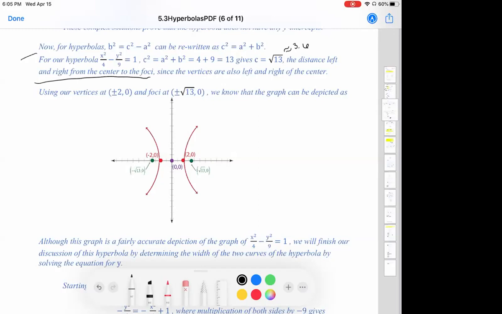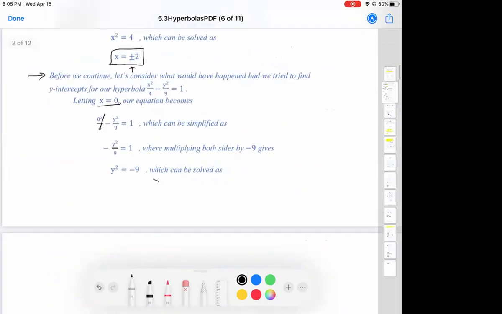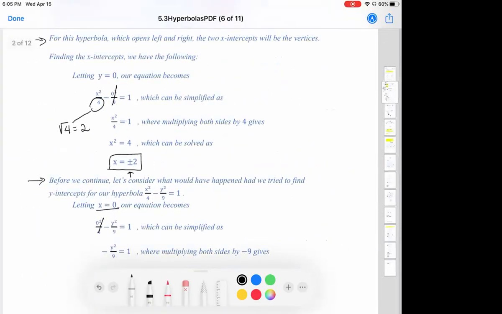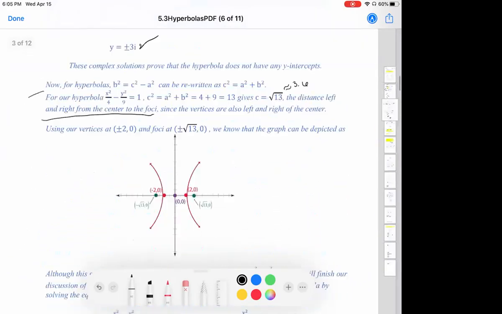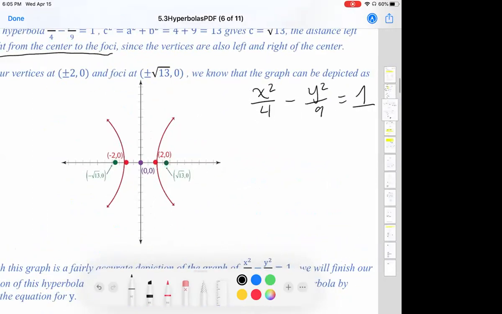All right, so you're like, what just happened? Let me write down the formula. We have x squared over 4 minus y squared over 9 equals, it always equals 1. Okay, we have a minus, so it's not an ellipse, it's a hyperbola. So we have to label our center. We found our center just before, which is (0, 0). We label it in purple.